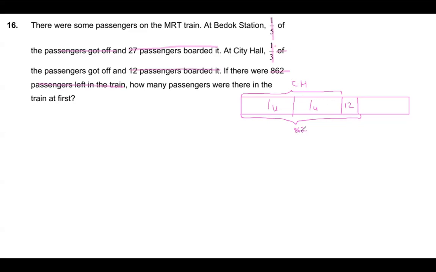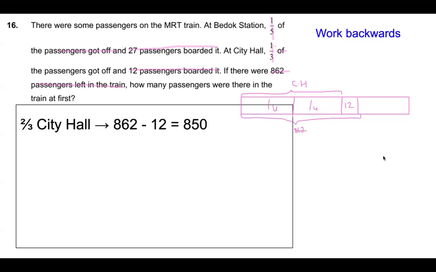Now, in order for us to find the number of people for these two units of the people that were at City Hall, working backward means you have to take 862 minus the 12 that boarded. So that's your first step. 862 minus 12, you are left with 850. So that's for two units, remember? The next step is to find one unit. So one unit would be 850 divided by 2.